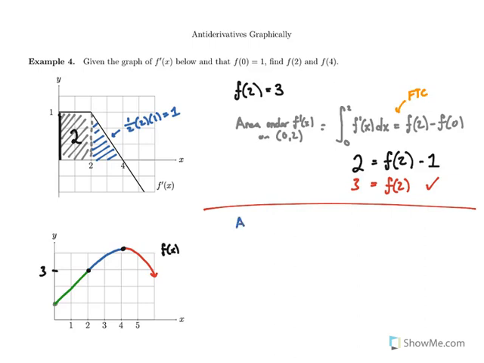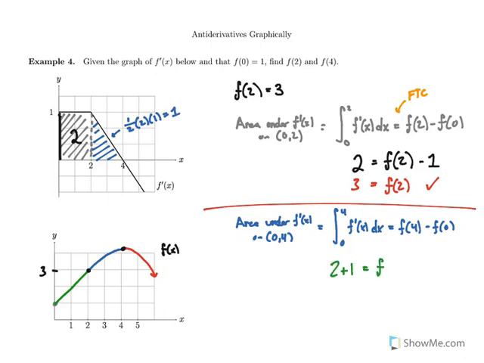So we know that the area under f prime on 0 to 4, the integral from 0 to 4 of f prime of x dx, is going to be equal to f of 4 minus f of 0. This area is equal to 2 plus 1. We're looking for f of 4, and f of 0 equals 1. This means that f of 4 is going to be 4.